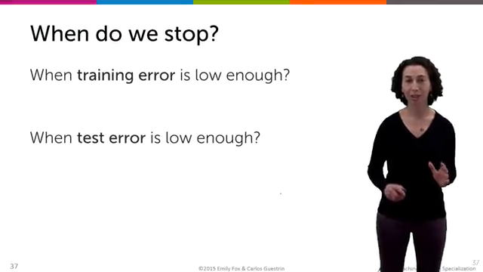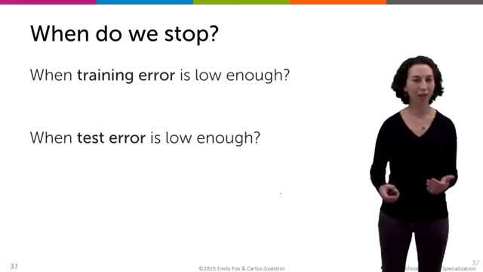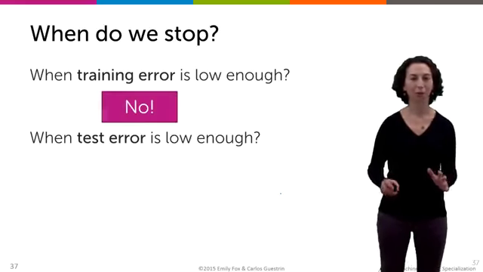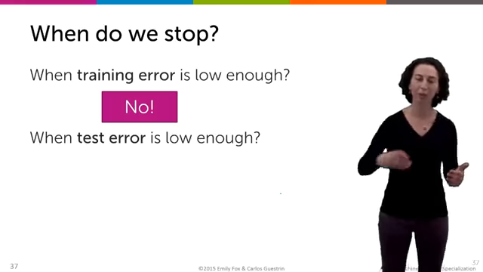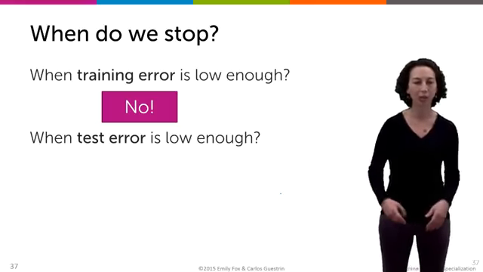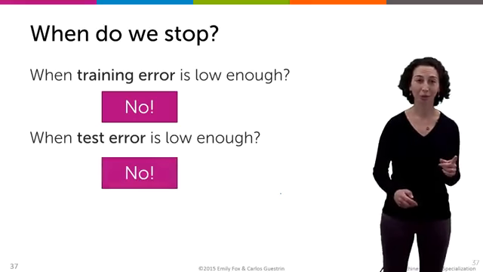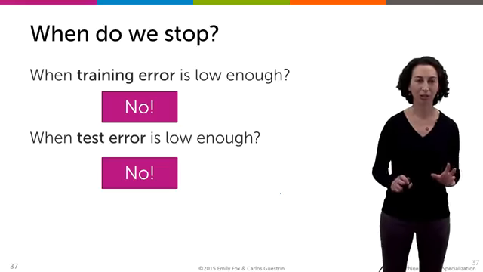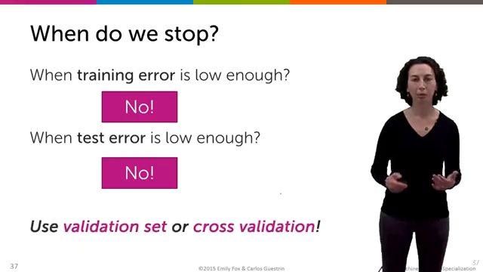Okay, well, when do we stop this greedy procedure? Just to really hammer this home, I'll ask the question again. Do we stop when the training error is low enough? No. Remember that training error will decrease as we increase model complexity. So as we keep adding more and more features, our training error will go down. What about when test error is low enough? Again, no. Remember that we never touch our test data when we're searching over model complexity or choosing any kind of tuning parameter. Again, what we're going to do is use our validation set or cross-validation to choose when to stop this greedy procedure.